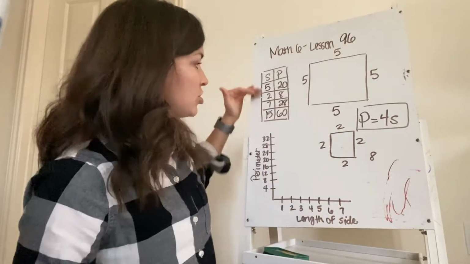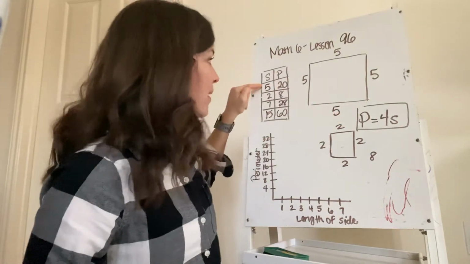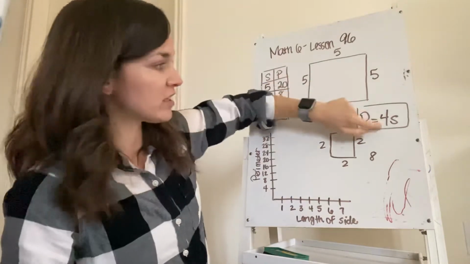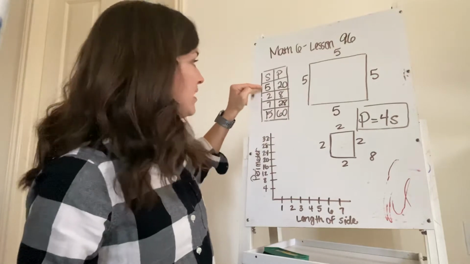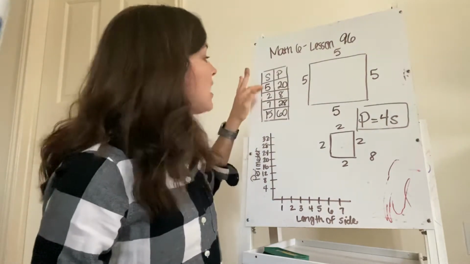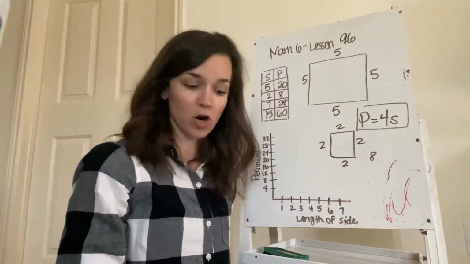Okay, so that's how you would generate your table. Once you have a rule, you just apply the rule to each one of your S values. So in this case, it says 4 times S equals P. So we know that we can just multiply each of our S values, whatever they are, we can come up with them if we want, times 4 to give us our perimeter values. And that's going to be consistent across the board.